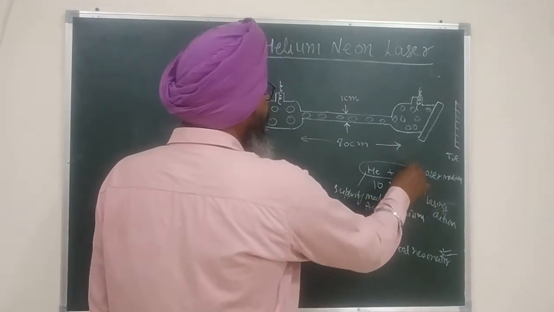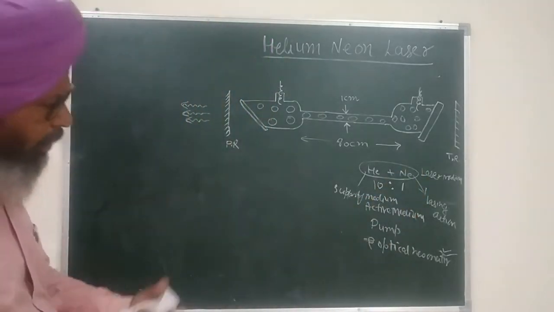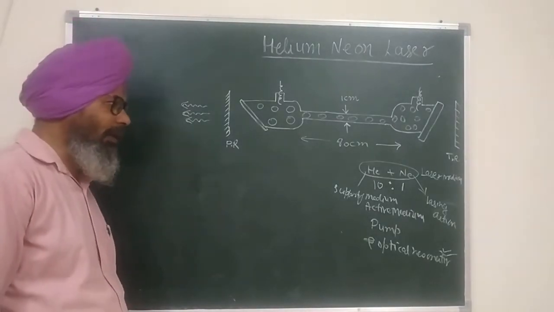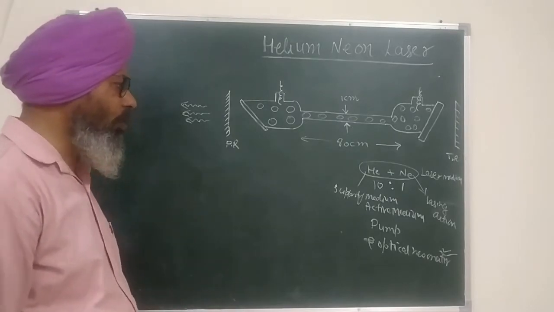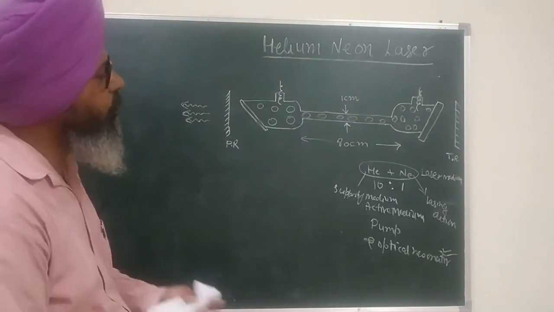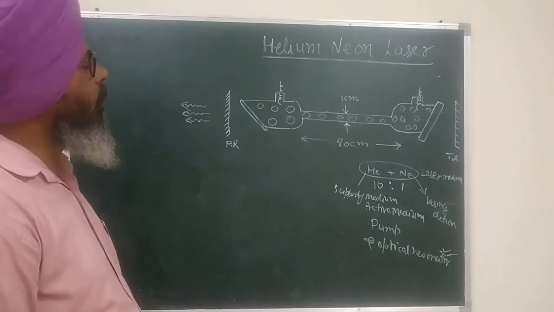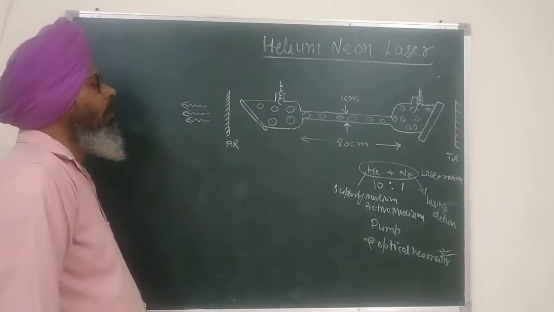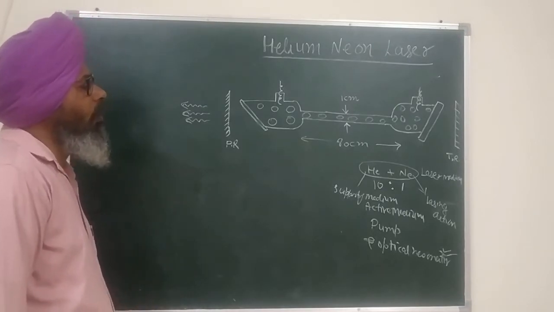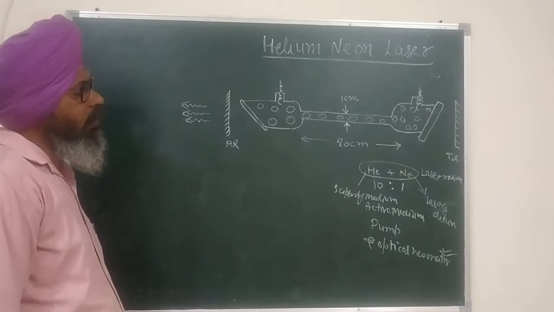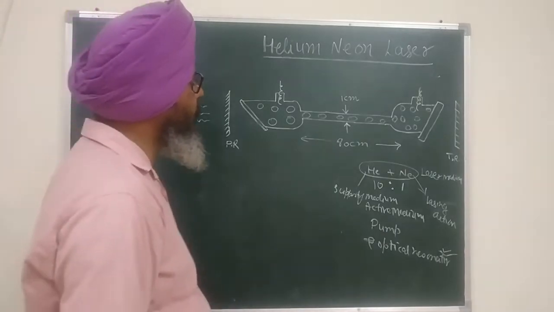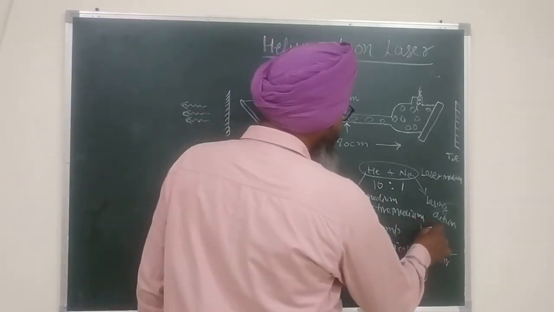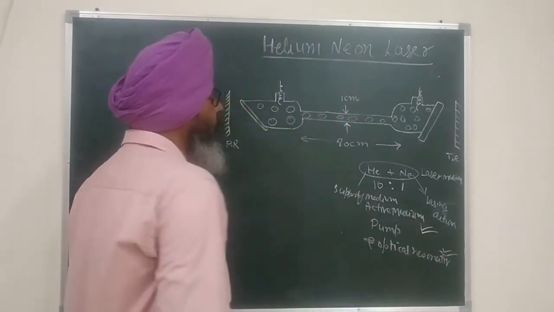You can see that neon atoms, or you can also say neon molecules, because both helium and neon are real gases and these are monoatomic. So if I use the word atom or molecule in this lecture, please do not mind, because both will make the same sense. I can say molecule of neon or atom of neon; it will not make any difference for a monoatomic gas. So the active medium is neon gas and the active centers are neon molecules.